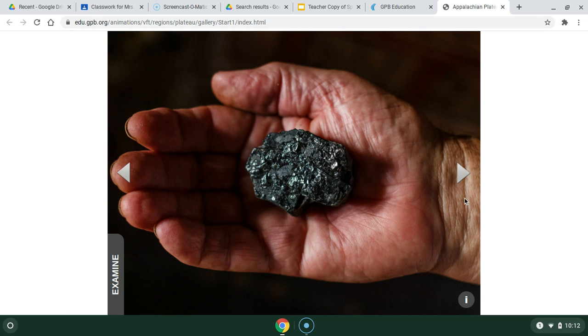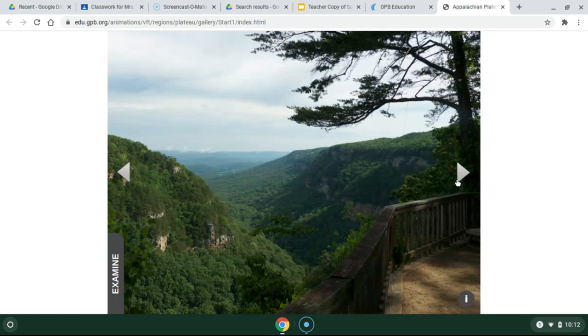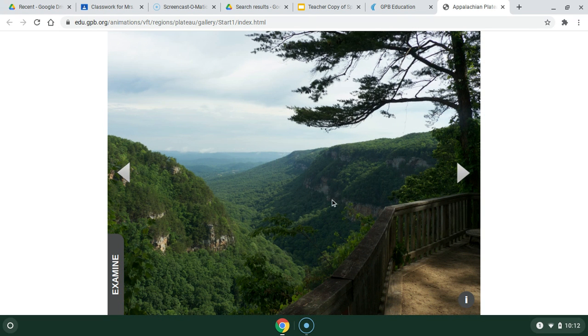That's coal. All right, this is a picture from Cloudland Canyon. And do you see how they come up, but they don't make a point like a mountain? They're just flat on top. That is a plateau.